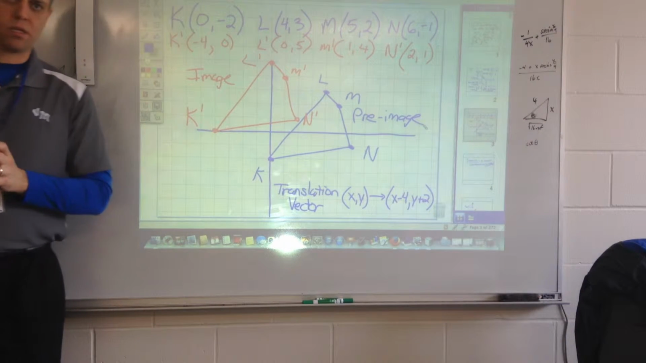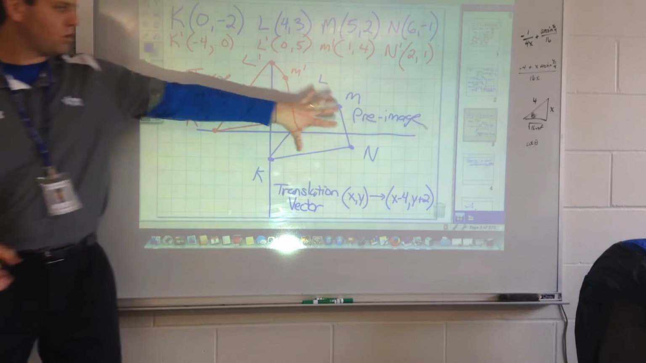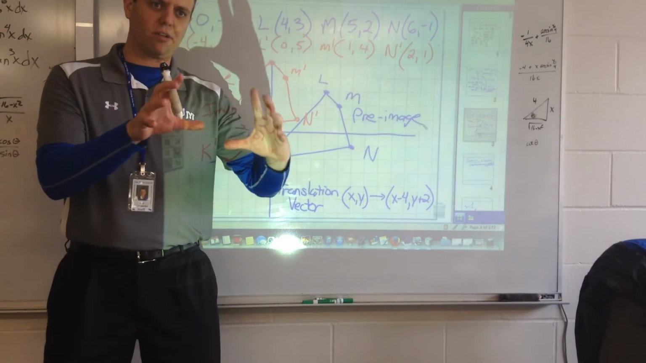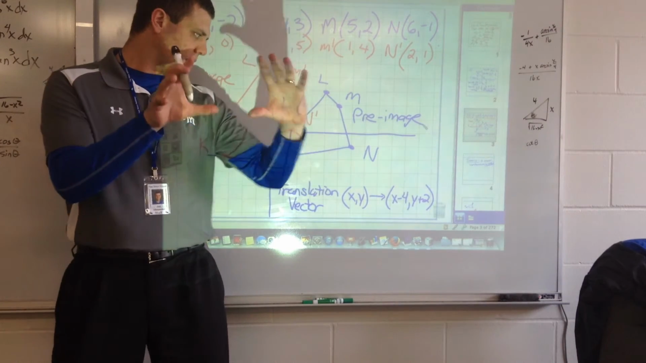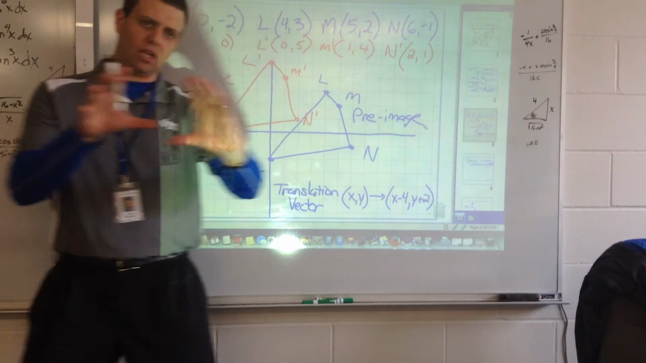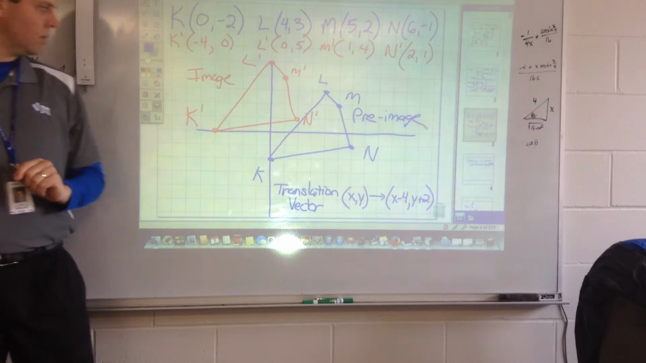So can some of the pre-image have the primes or no? The pre-image will not have the primes on it. That's your starting shape, your starting polygon. It's our beginning point. So we have this shape, and then we got this vector, this force acting on this shape. This particular vector took that shape, moved it left 4 and up 2, and then here's where we're at now. Okay?